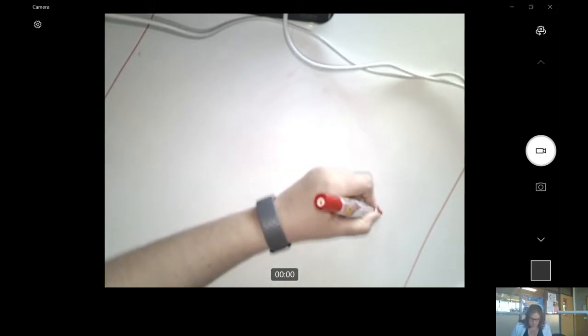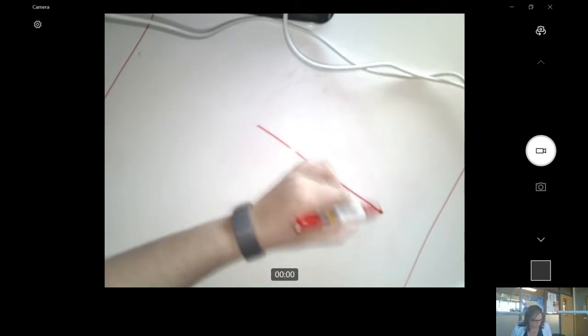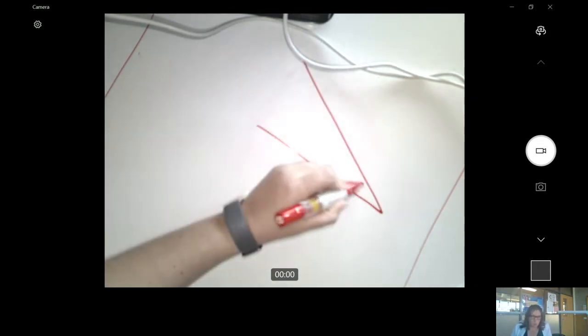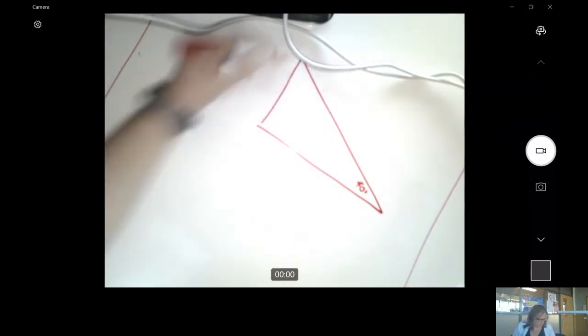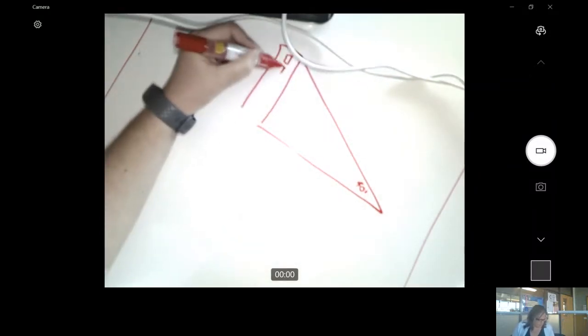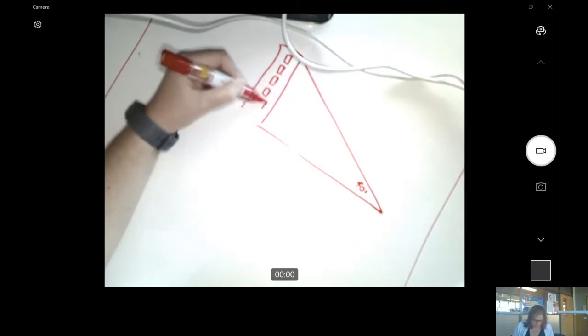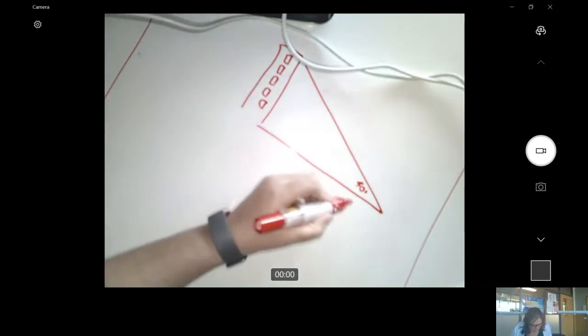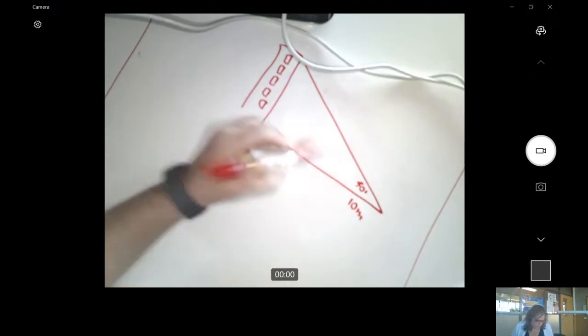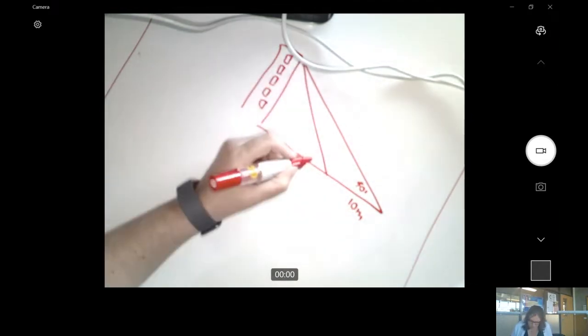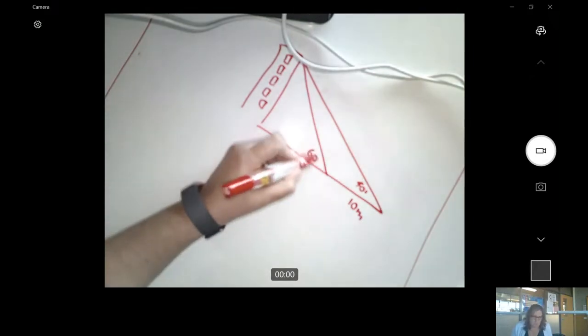Okay, so the question we're looking at today, which you can't see very clearly, is question 7 out of your trig booklet. From a point on the level ground, the angle of elevation to the top of the building is 40 degrees. Here's our building on this side here. But if you walk 10 metres closer to the building, the angle of elevation has changed now to 60 degrees.